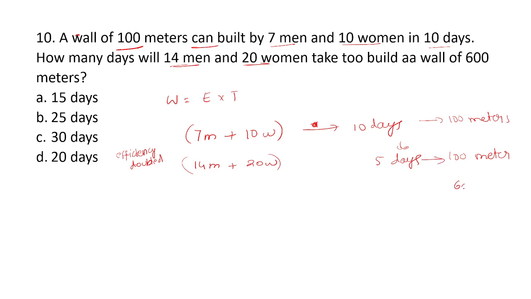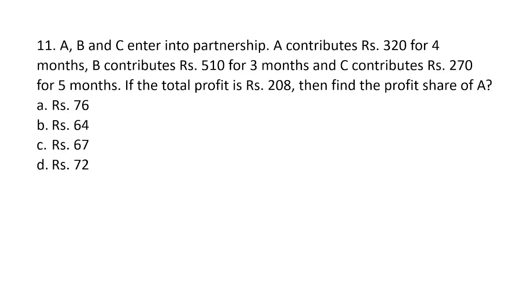Then how many days will it take to build 600 meters? Just cross multiply. 5 days for 100 meters, so 600 meters will be 5 into 6, which is 30 days. Simple. I haven't used any formulas here, I just used relation ideas. That's it, guys. Let's move on to our next problem.